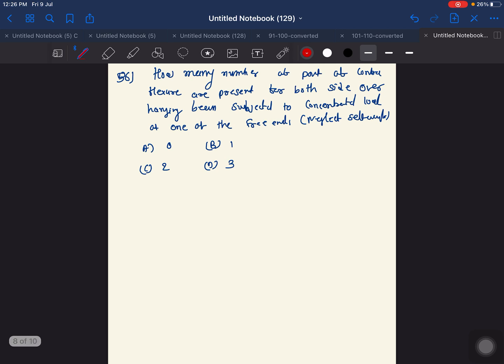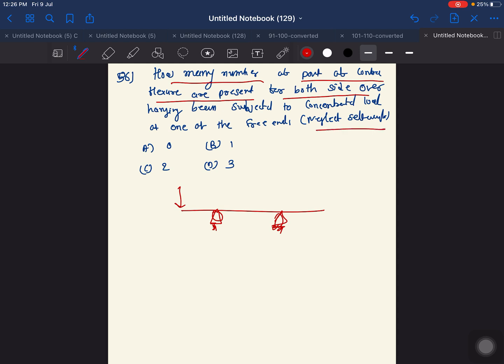Let's solve another example. How many points of contraflexure are present for a both side overhanging beam? Let's take this one as simply supported and this one as roller supported. The both side overhanging beam is subjected to a concentrated load over here, and we neglect the self weight, that's why there is no UDL. This is your A point, this is your B point. For that, we have to find the number of contraflexure points. First of all, the shear force diagram will look like this. It will not touch zero anywhere within the span. That's why there is no point of contraflexure in this span, and your answer is 0.